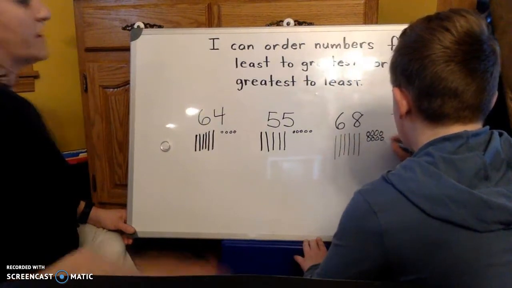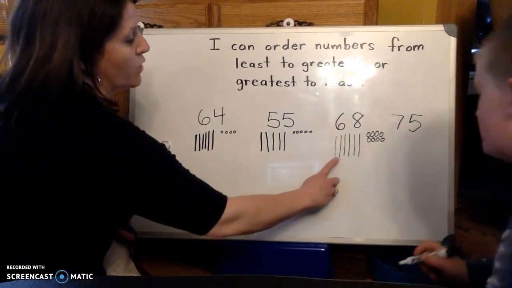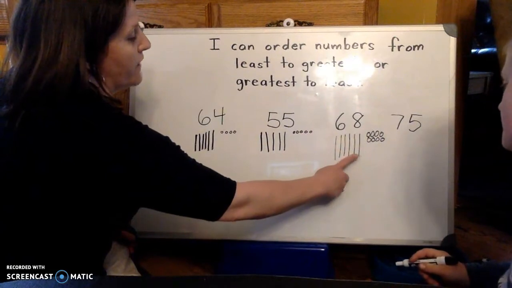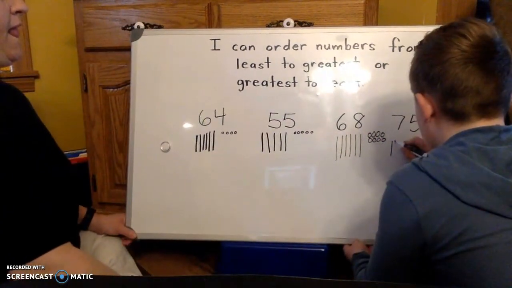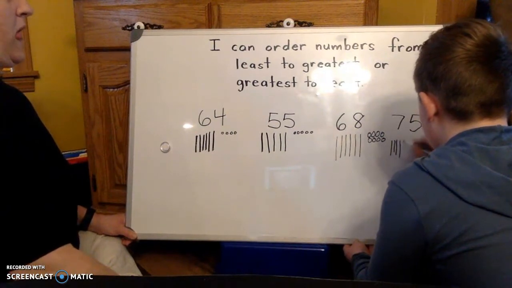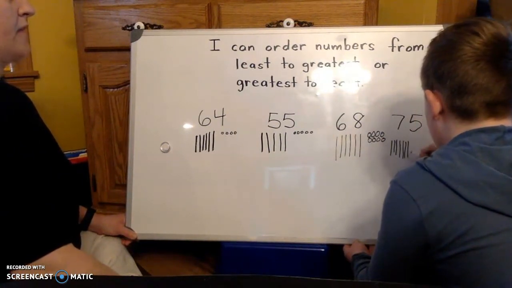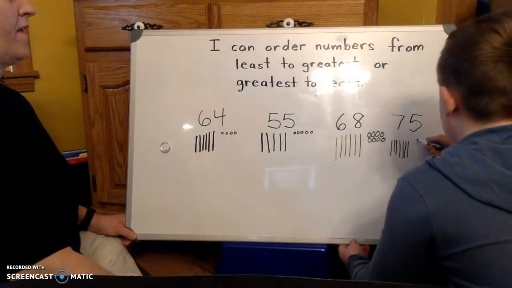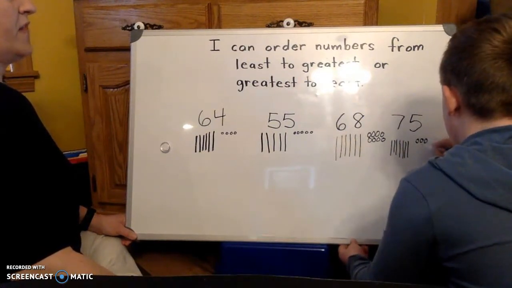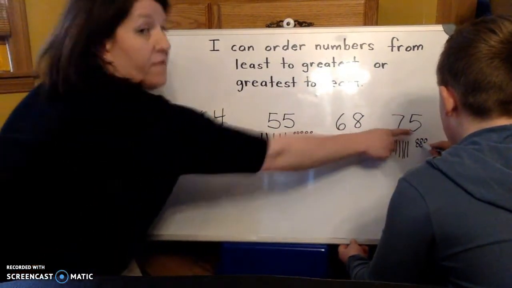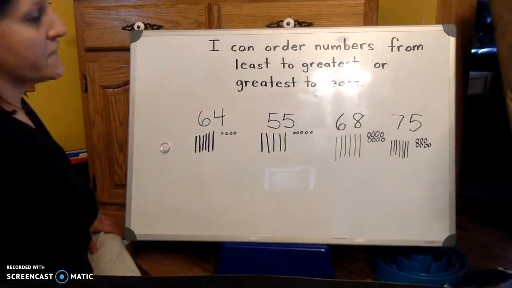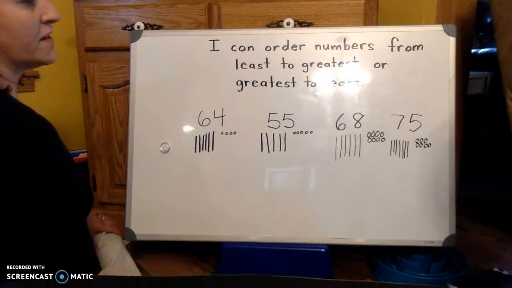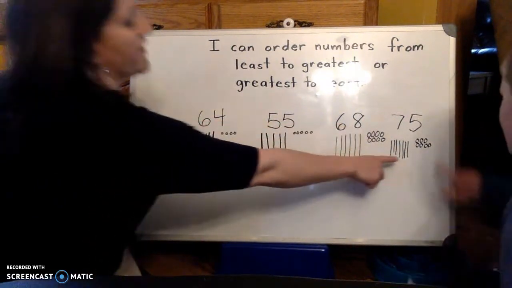Now let's just double check to make sure we have 6 tens. 1, 2, 3, 4, 5, 6. Great. Last one. 7 tens. 75 has 7 tens and 5 ones. Okay. That 5 ones? Yeah. I think I confused you because I said 7 tens.